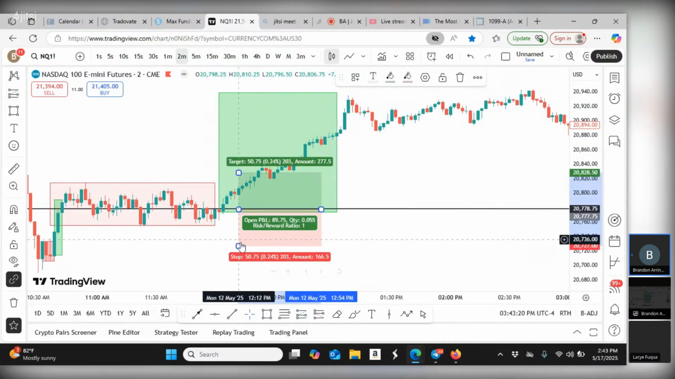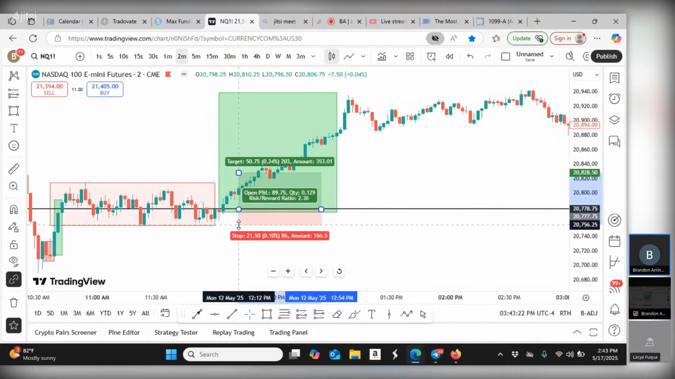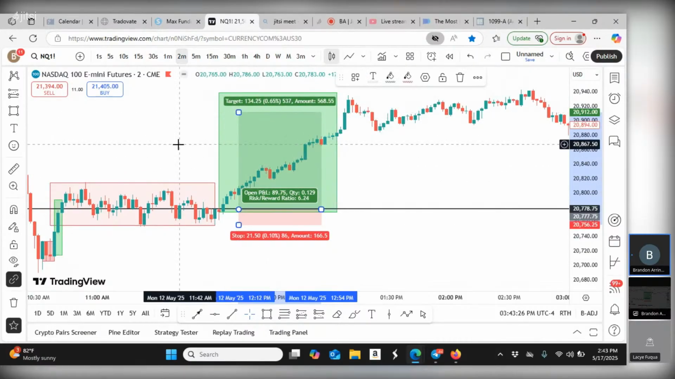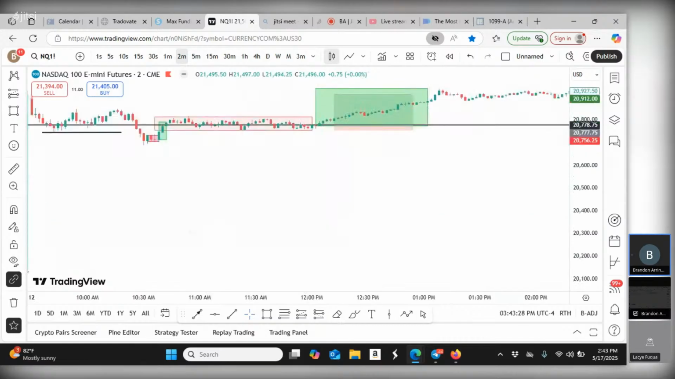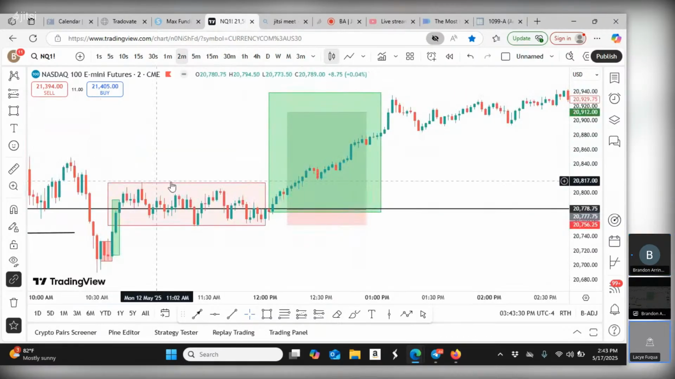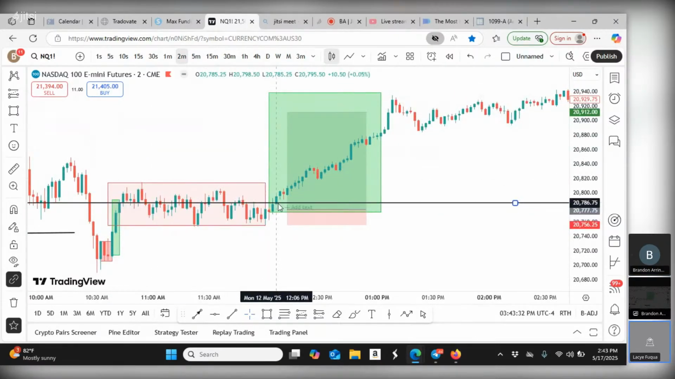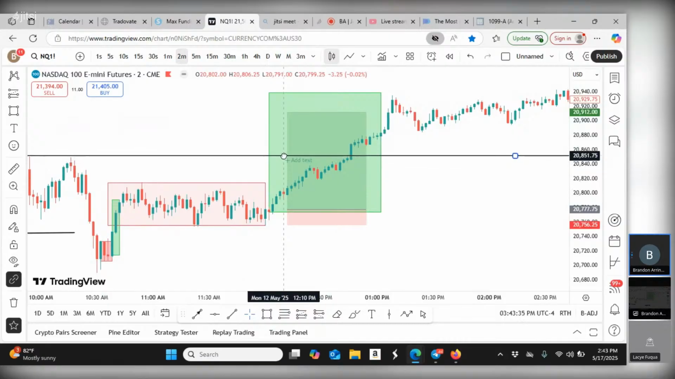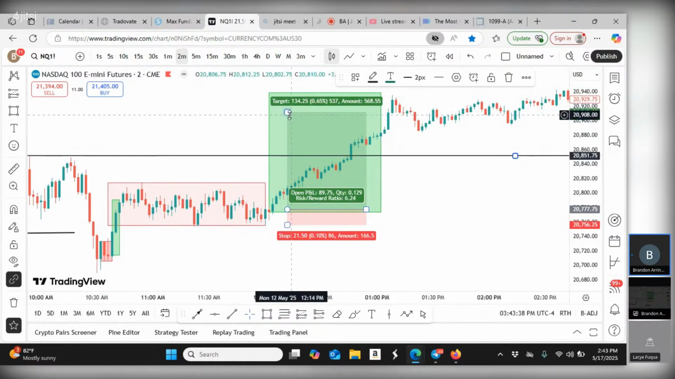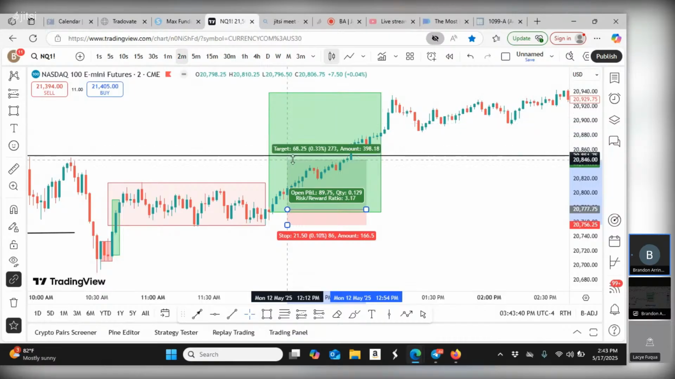I went long right here. I had a tight stop loss. And then I just rolled it up to about right here. And then price stopped me out somehow. I trailed my stop loss. You see what I'm saying?